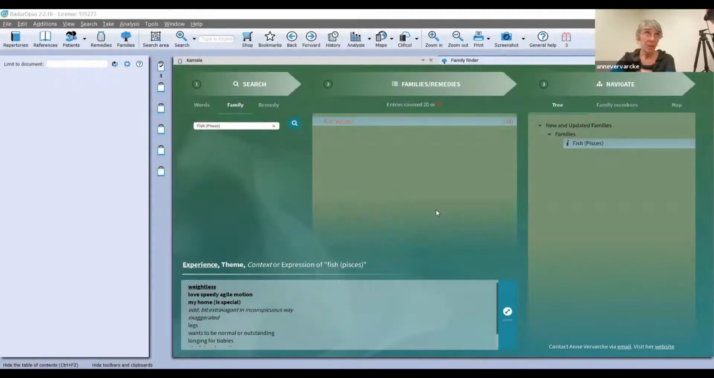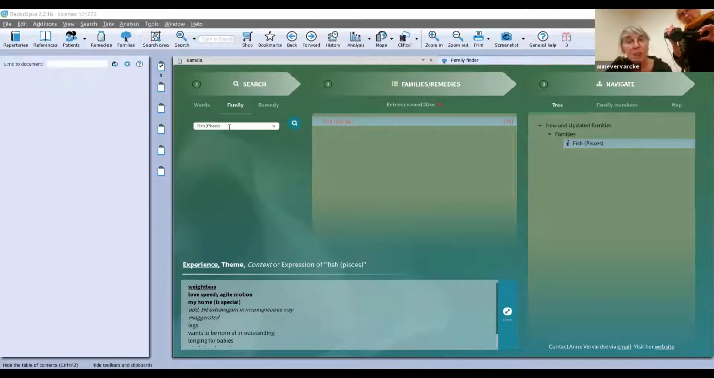Yeah, but it's only a short demonstration. So the family finder is open, and I typed in fish, which in the family finder is also called fishes, because there is no such thing as a kingdom fish. It doesn't exist, it's only in homeopathy. We have those kingdom names that are not always exact, but I prefer to use the names that we use in daily life, because otherwise you get confused with all these Latin names.